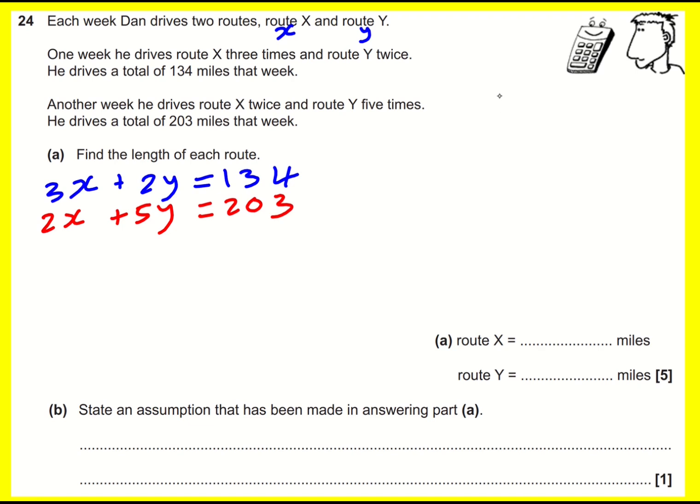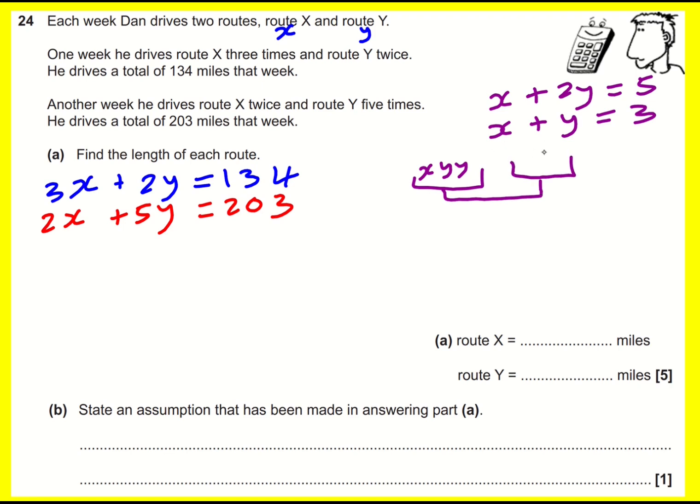Now, I'm going to talk to you a little bit about a different kind of simultaneous equation. So x plus 2y is equal to 5, and x plus y is equal to 3. Now, I can represent this as two sets of scales. I've got x and I've got 2 lots of y here, and that is balanced with 5. They weigh the same, so they're balanced on this set of scales. And then I've got another set of scales, x and y, and then 3.